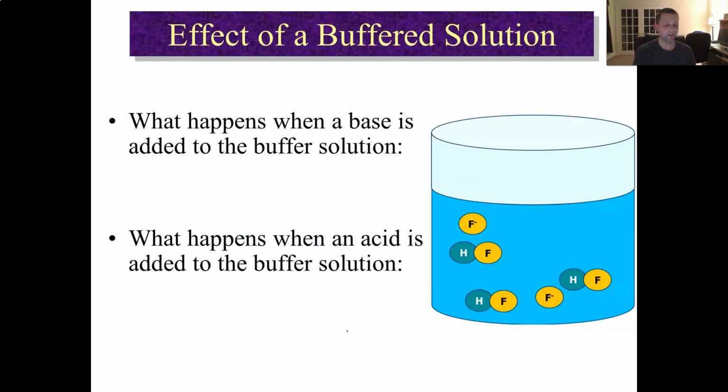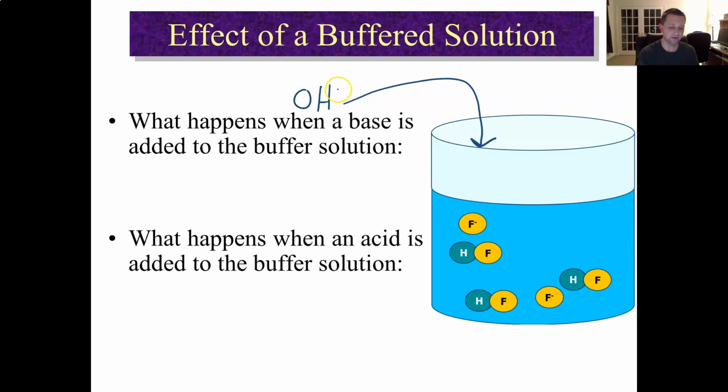So what happens when a base is added to our buffer solution? Well, a base could be something like sodium hydroxide or potassium hydroxide, or maybe some type of carbonate. Let's just pick a hydroxide. Let's say we added maybe potassium hydroxide to that. So our base is going to be KOH. I'm going to add KOH to this beaker with these ions in it. Okay? We're really going to focus on the hydroxide ion.